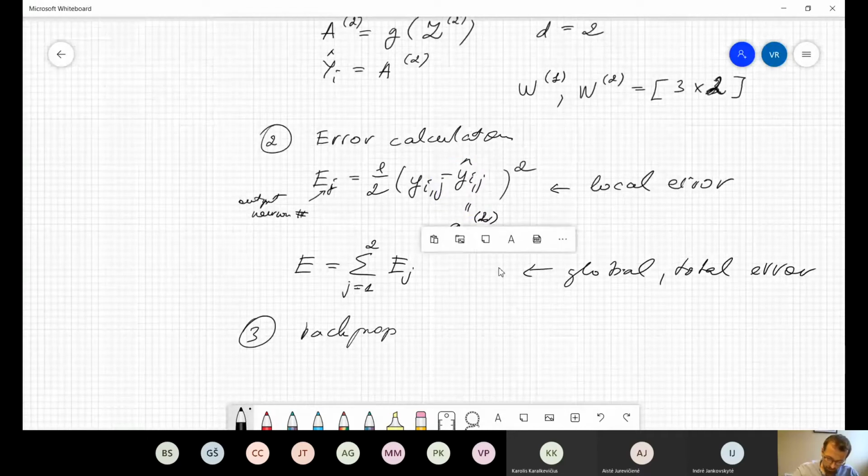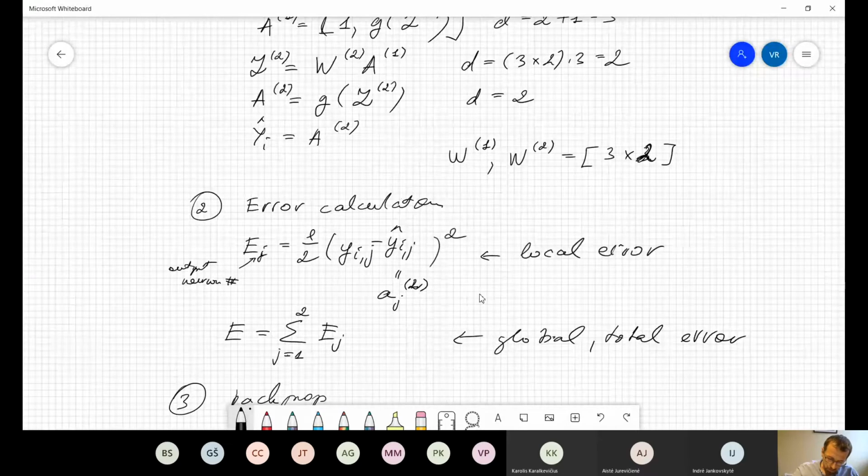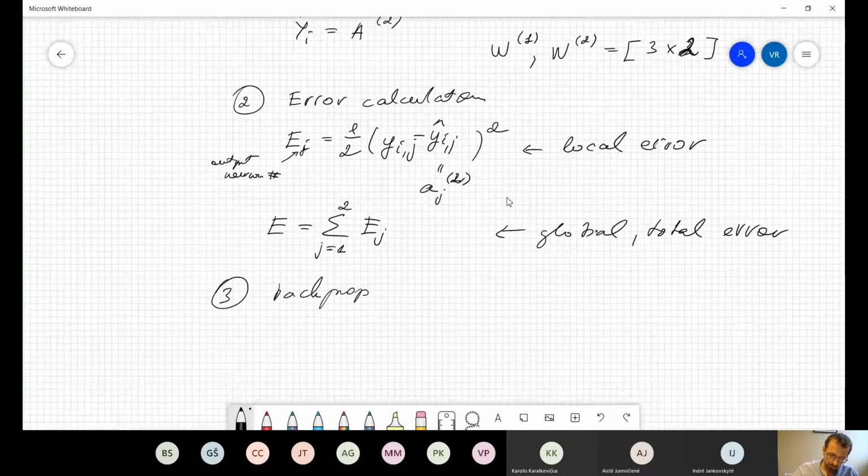Oops, I need to undo somehow. Okay, maybe it's more or less in place.